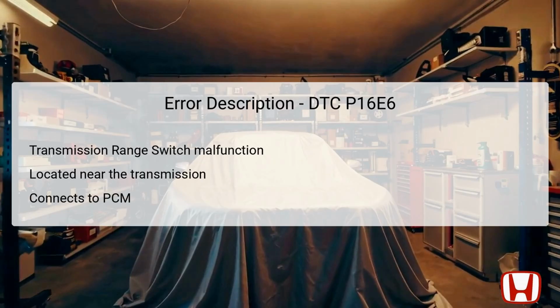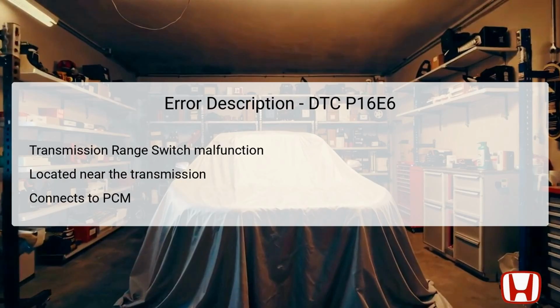The DTC P16E6 signifies a malfunction in the transmission range switch, specifically related to the start switch circuit. This component is located directly on or near the transmission of the Honda Civic, serving as a crucial interface between the transmission and the powertrain control module, PCM. Its primary role is to inform the PCM about the specific gear position of the transmission, enabling it to assess whether the vehicle is in a safe state for starting.